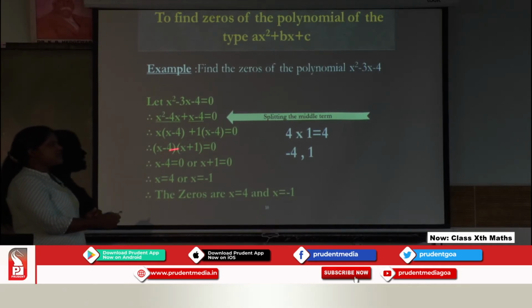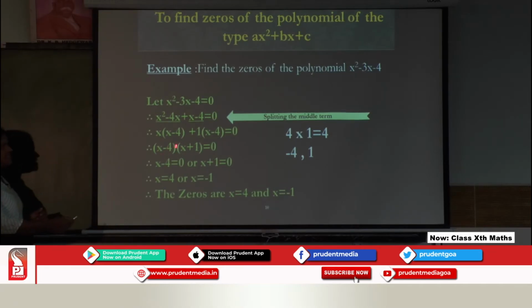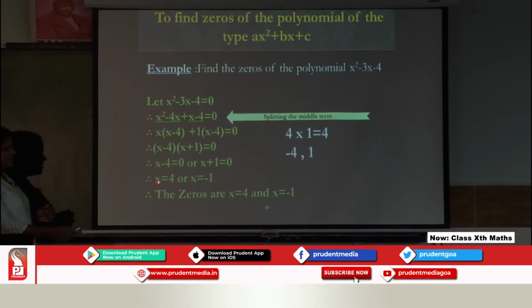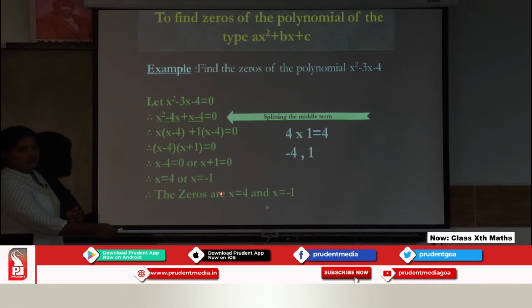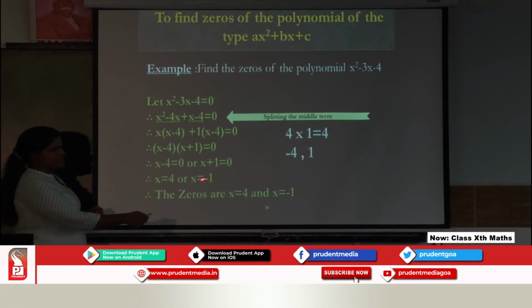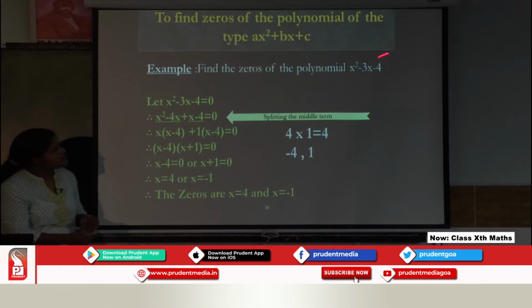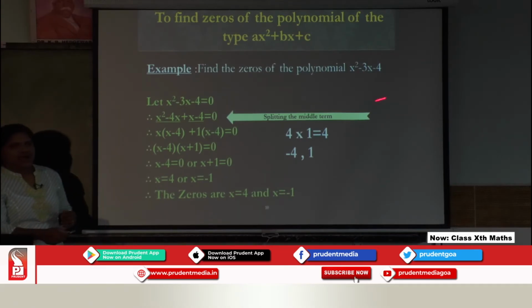So when we have a product equal to 0, we can either say the first bracket is equal to 0 or the second bracket is equal to 0. So I have here x is equal to 4, that is negative 4 will become positive, and x plus 1 is equal to 0, so x will become negative 1, that is positive 1 will become negative 1. Therefore the zeros are x is equal to 4 and x is equal to negative 1. So this is one kind of problem where b and c are negative.